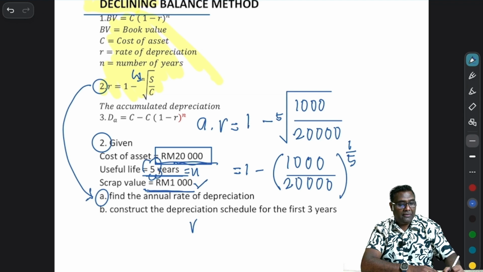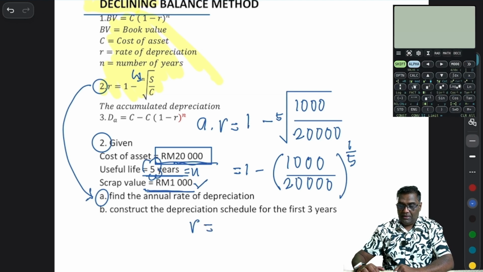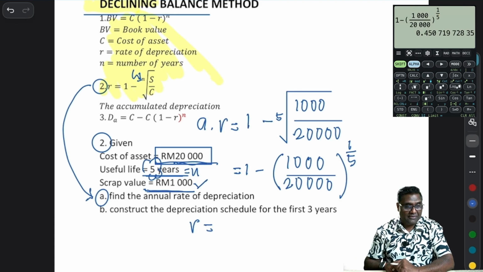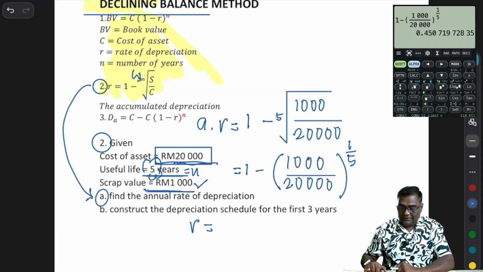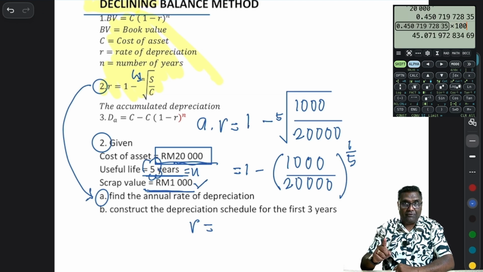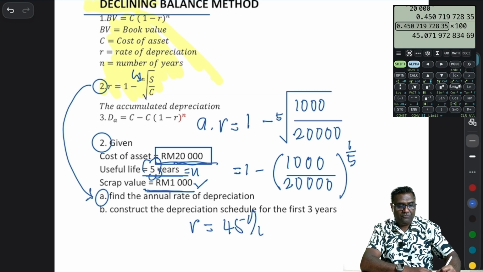Then the hero called the calculator comes into the picture. So I put 1 minus the fraction 1000 over 20,000, close the bracket, to the power of 1 over 5. You have the answer. But remember this, the rate R must always be in percentage. So I take the answer and multiply it by 100. I get 45.07. And take note, I don't want decimals, so we're just going to use 45.